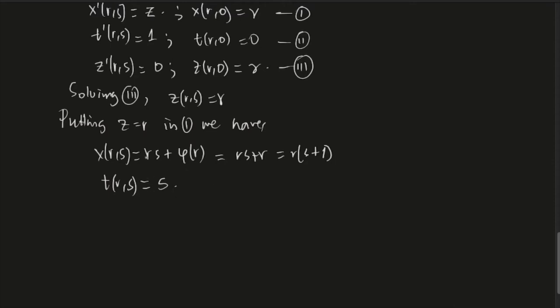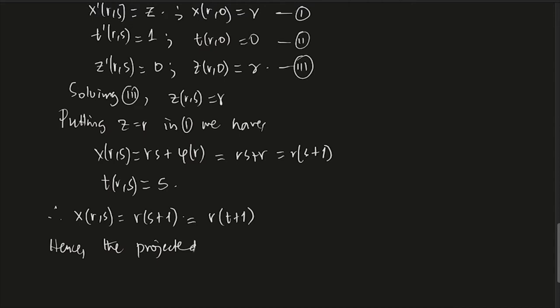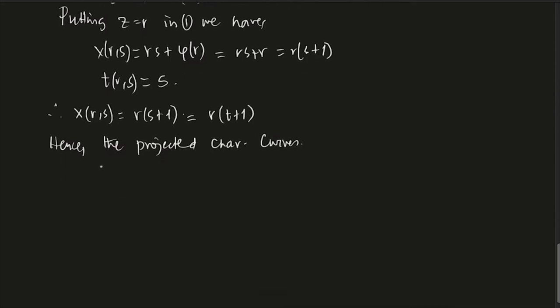Now, if you put this value here, therefore, what do you get? x of (r, s), with t equal to s, you get r times (s plus 1), which is r times (t plus 1). So here, let's write down the projected characteristic. What are the projected characteristic curves? They are given by x equals r(t plus 1), where r is in R.